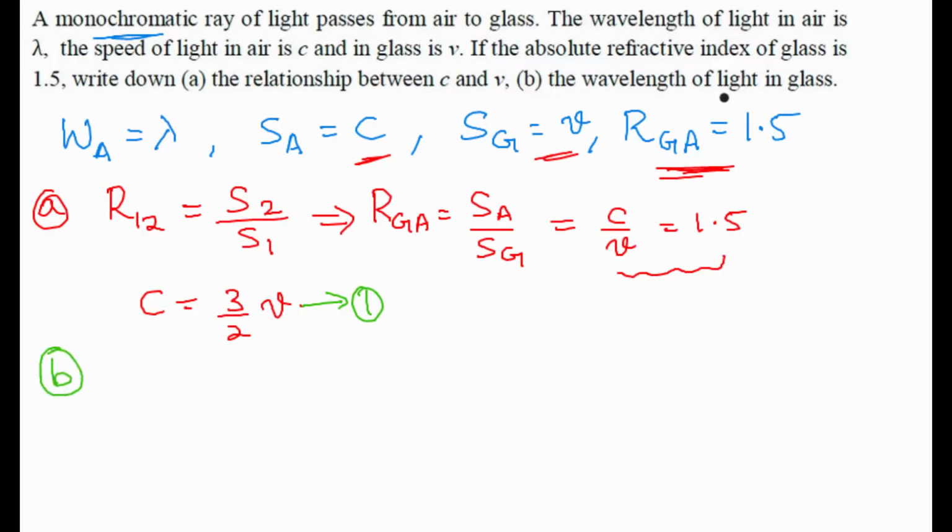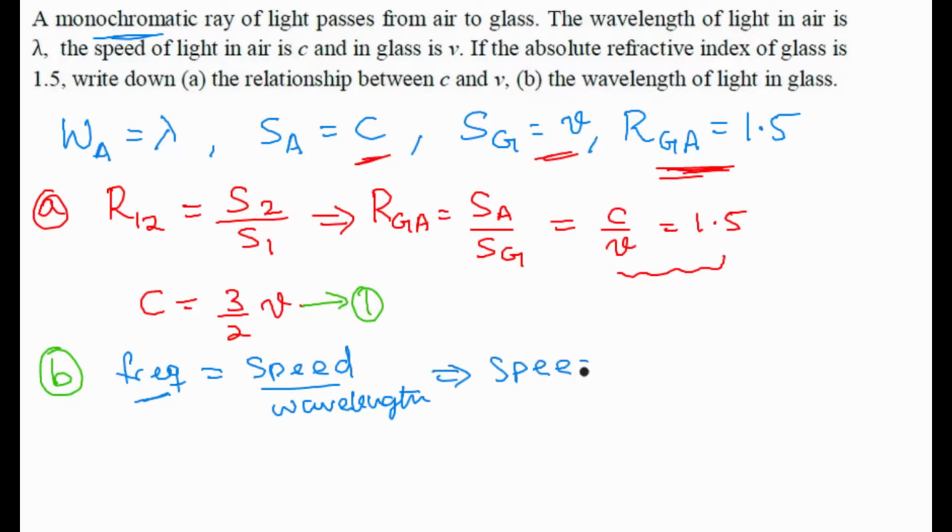What is B part? The wavelength of light in glass. Before answering this question, let's try to understand one simple point. We know that frequency is equal to speed by wavelength. Now since source is not changing, frequency will remain constant here, so speed will be directly proportional to wavelength.